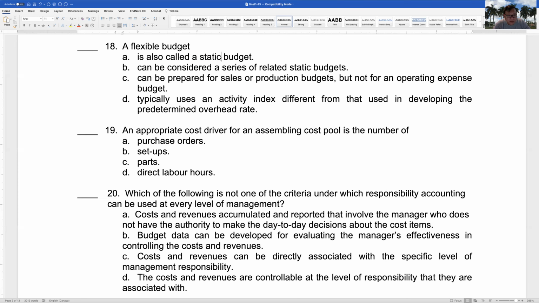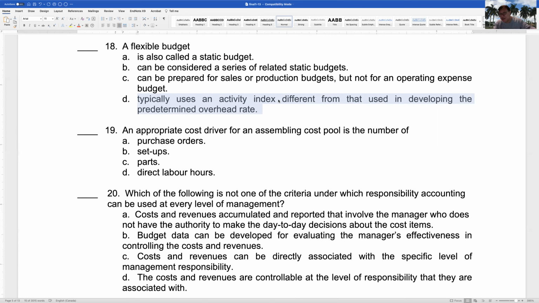So A is wrong, okay. D, typically use an activity index different from the one used in developing the predetermined overhead rate. So not different, right? They typically use the same activity index. If you are developing the predetermined overhead rate for your overhead cost application, let's say you use machine hours as the activity index.